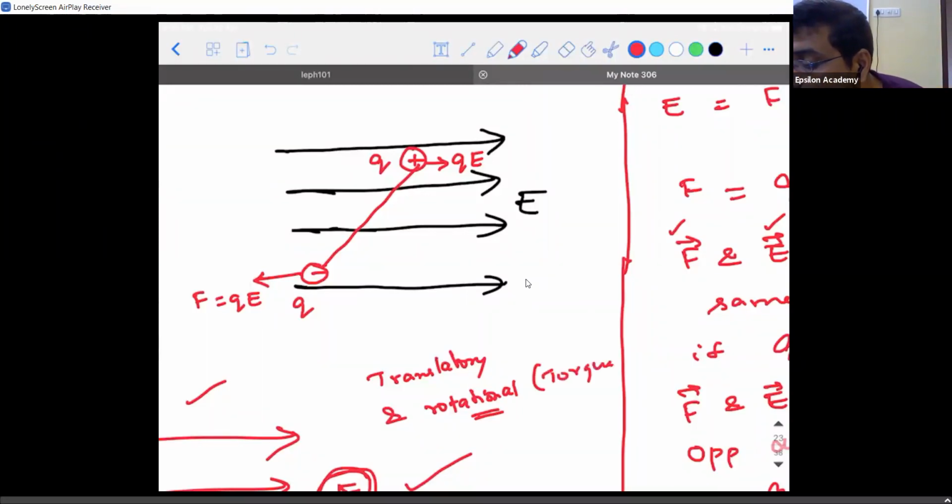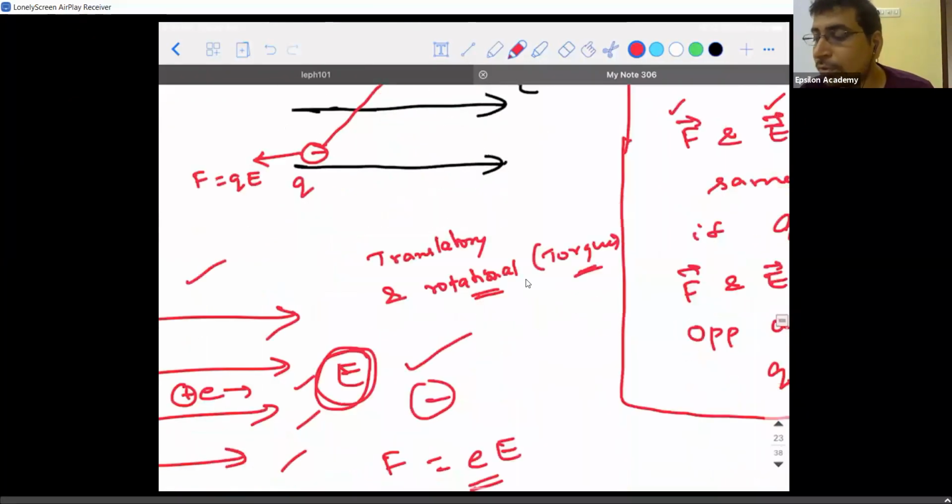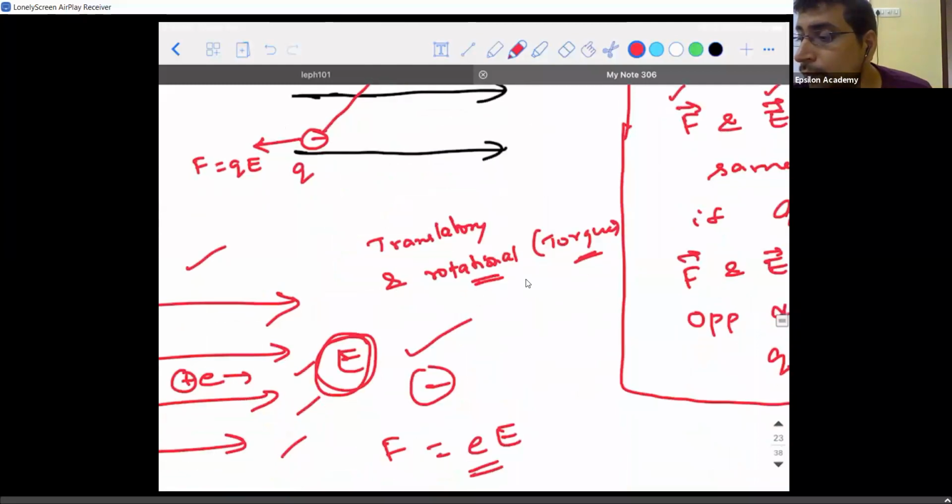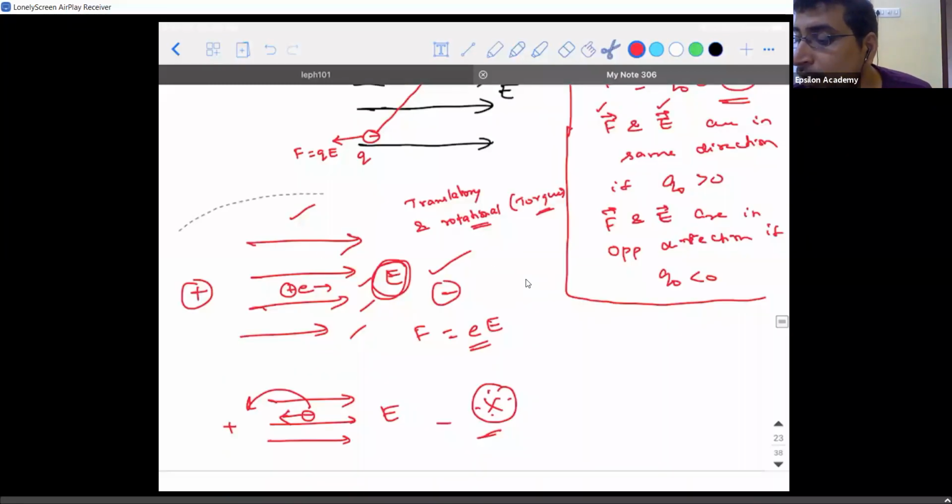It is torque. Torque is also called rotational force or moment of force. This is a very, very important term. Now comes a point. Somebody told me it will start experiencing torque, hence it is going to rotate.